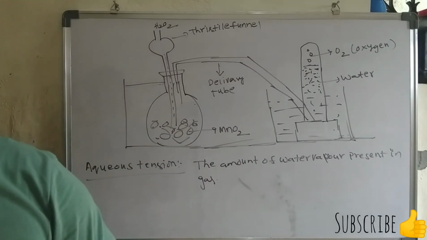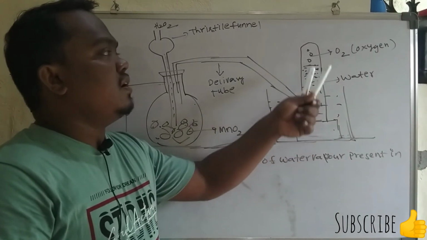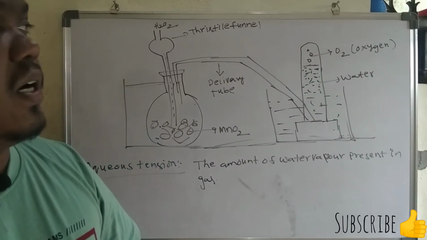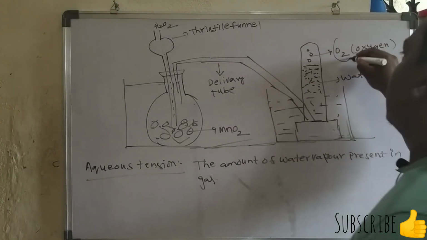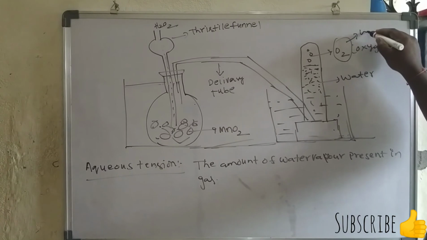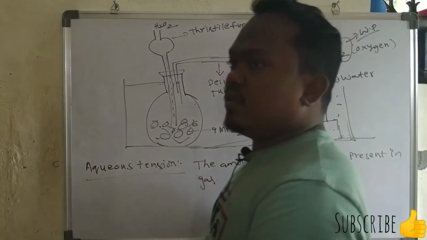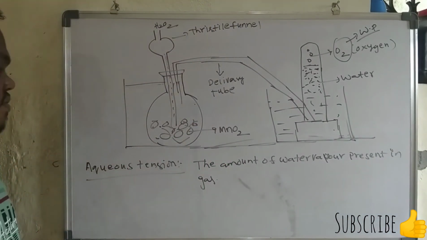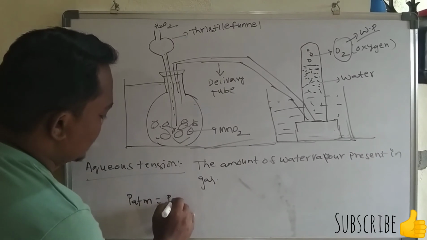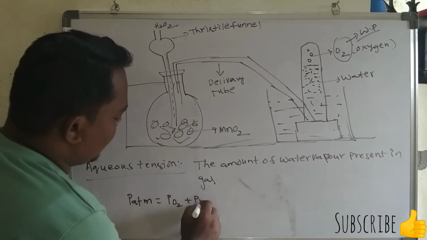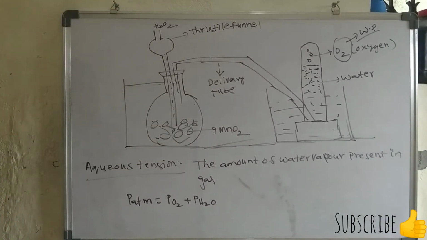The oxygen gas is liberated, and it is collected by the downward displacement of water. When we collect this gas, some water vapor is present in it. So we write that pressure of atmosphere is equal to pressure of O2 plus pressure of H2O.